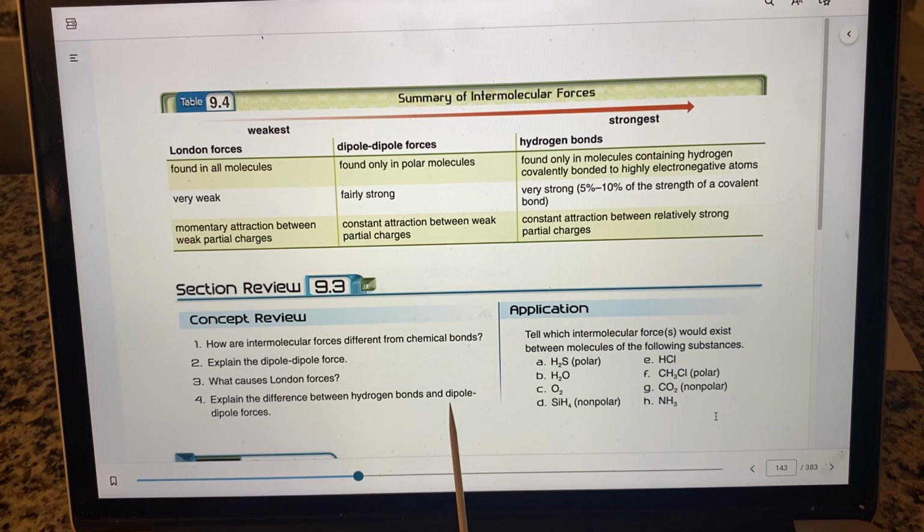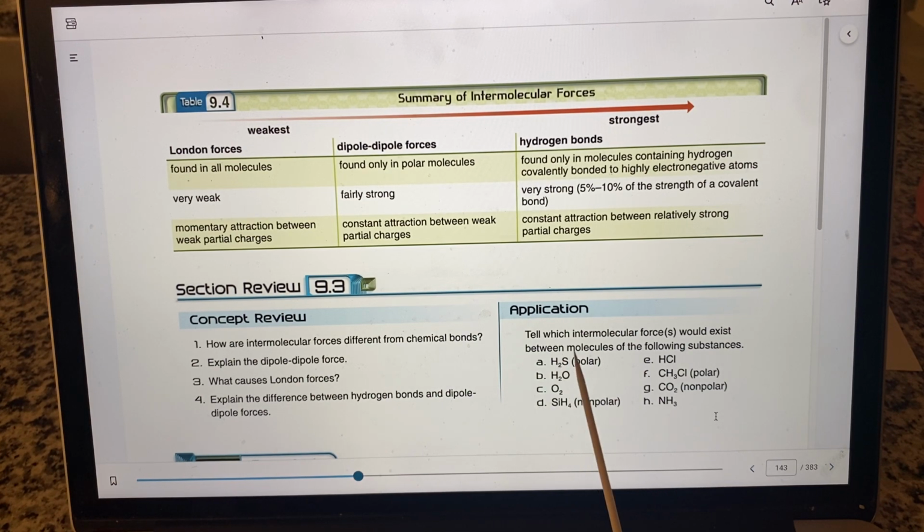Explain the difference between hydrogen bonds and dipole-dipole. Hydrogen bonds involve a hydrogen atom, right? They're very strong, because when you take hold of that hydrogen, you leave the hydrogen bare, so it has a very strong positive charge. This very strong positive with a very strong negative is going to cause the intermolecular forces to be very strong. So basically you have to have a hydrogen for a hydrogen bond.